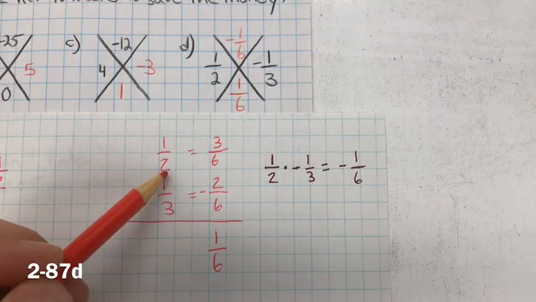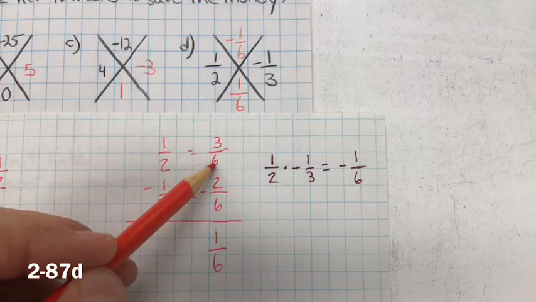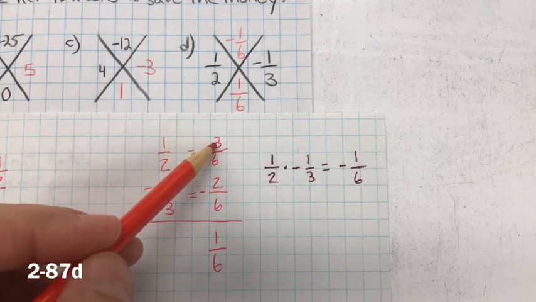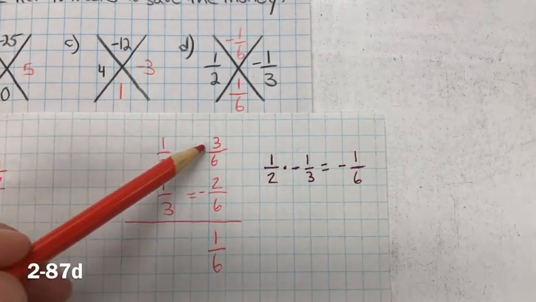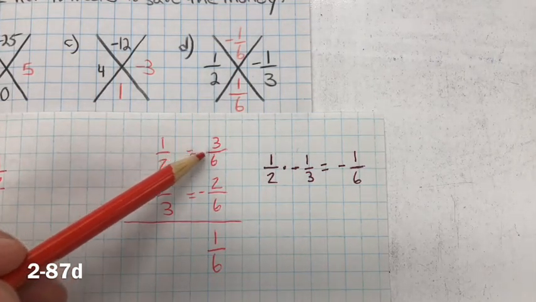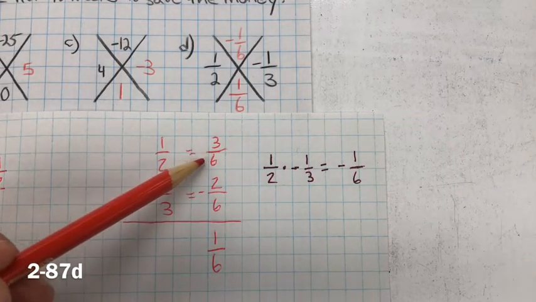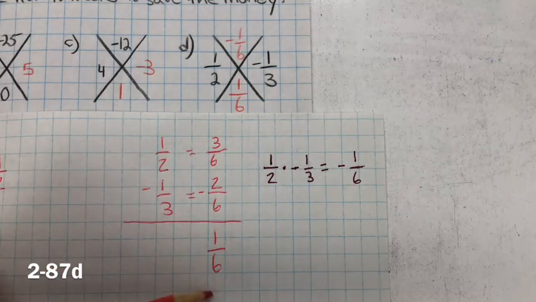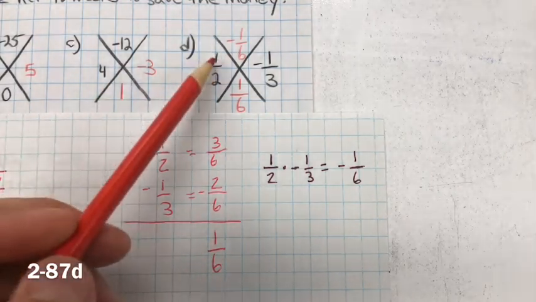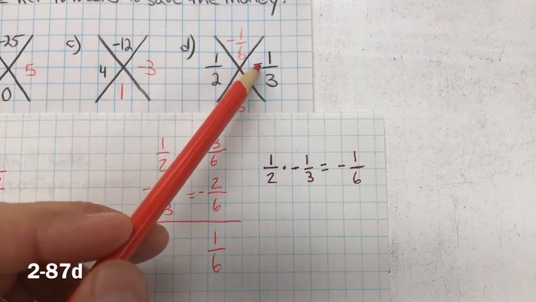To get the denominator to be 6 for 1/2, 2 multiplied by 3 is 6, and 1 multiplied by 3 is 3. So now I can go ahead and subtract. 3/6 minus 2/6 is 1/6. When you're adding or subtracting fractions, you keep the denominator. For the second part, 1/2 multiplied by negative 1/3.